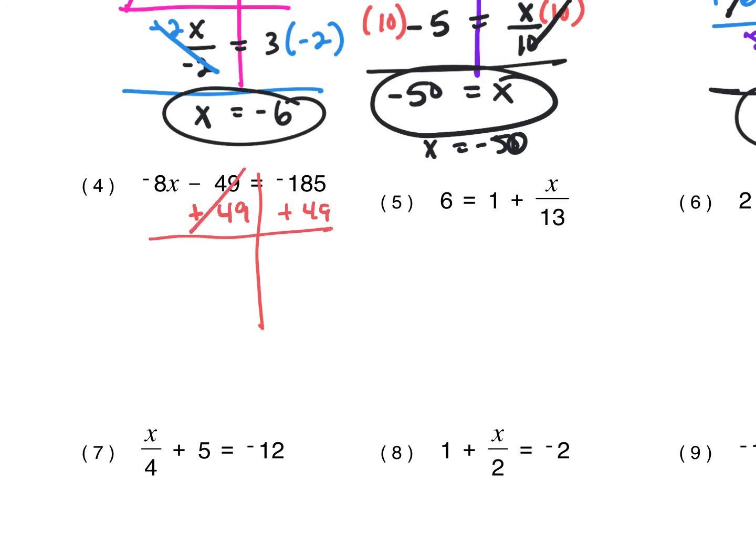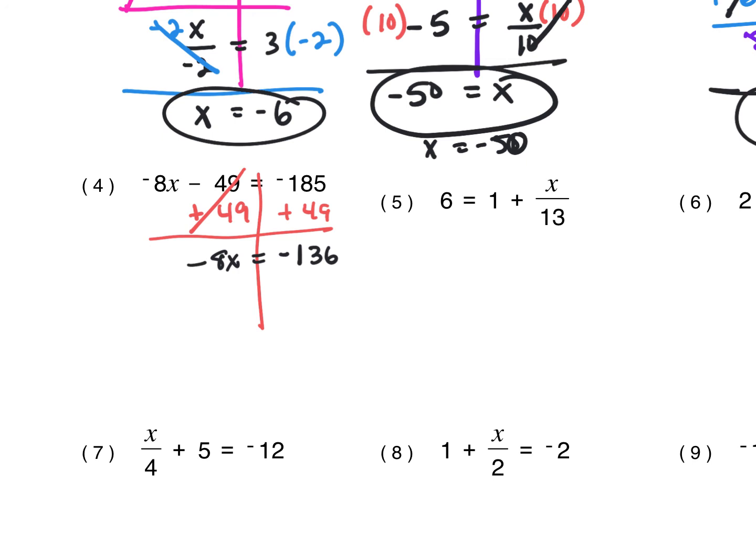So that's how we've eliminated -49. So that leaves us with -8x on the left side, and on the right side, -85 plus 49 would give us a -136.